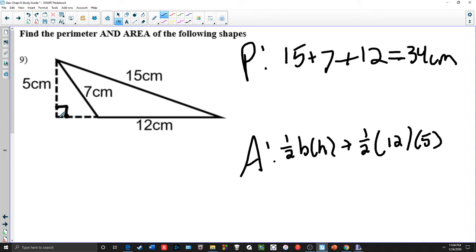So use the right angle to guide you as to what lines you should be working with. And again, we don't need to figure out how big this dotted line is. That's just for reference. This dotted line does not actually exist. It's just there to help you get some perspective about where the height is going from. So if we do this real quick, 1/2 of 12 is 6. 6 times 5 is 30. So it'd be 30 centimeters squared. Again, these are just formulas you have to remember. Add up all the sides for perimeter, and then 1/2 base times height for area of a triangle.